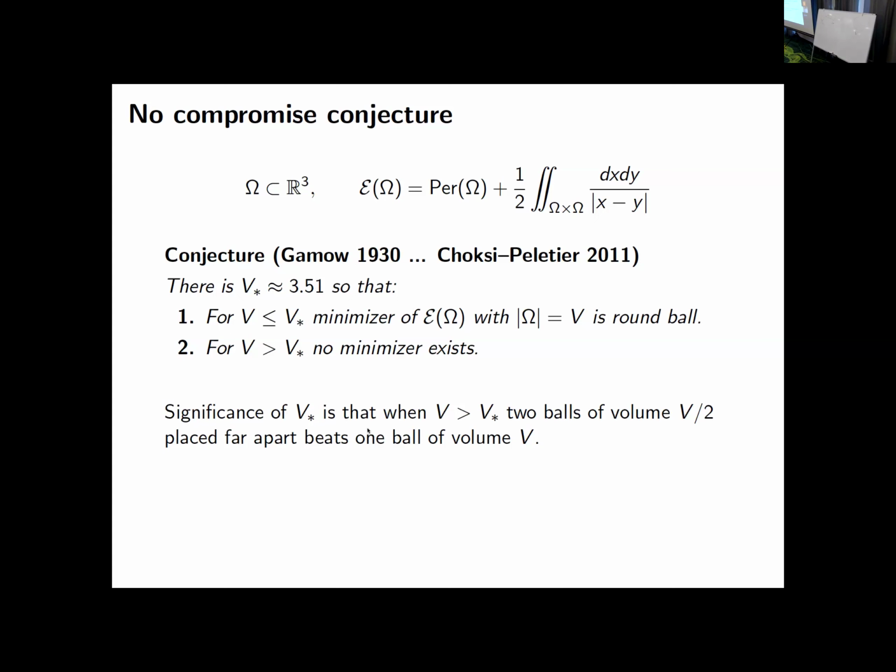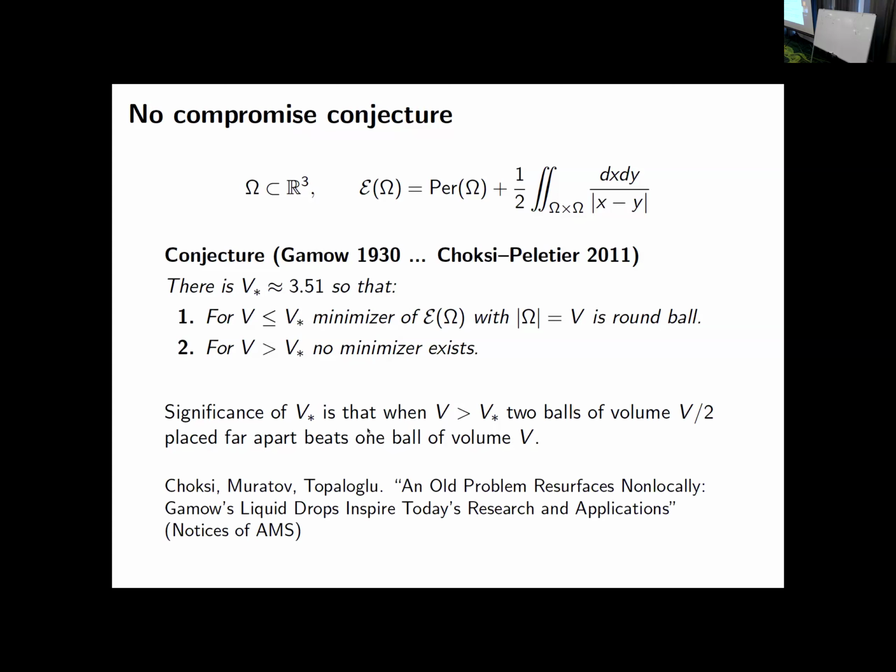Notice, just a remark, that this V star, just making this definition, tells you nothing about what's actually going on in the problem. All that it says is that one ball is beaten by two balls. It doesn't say that no minimizer exists, nor that two balls are the minimizer. There's no information other than this exact fact. So you don't really know what's going on here. Since this is a bit adjacent from mainstream questions in geometric analysis, I'll just point out that there's a very nice article in the Notices about this problem. So if you're curious, you can read the article.